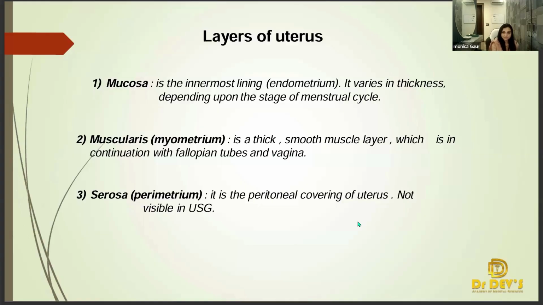Layers of the uterus. Now, how many layers are there? There are three basic layers: mucosa, myometrium and perimetrium. Mucosa is nothing but the innermost lining, which is endometrium. Again, endometrium has its own lining. It also varies in thickness depending upon the stage of menstrual cycle.